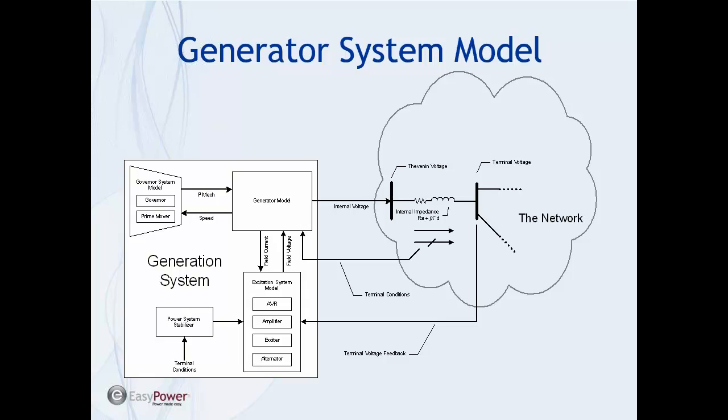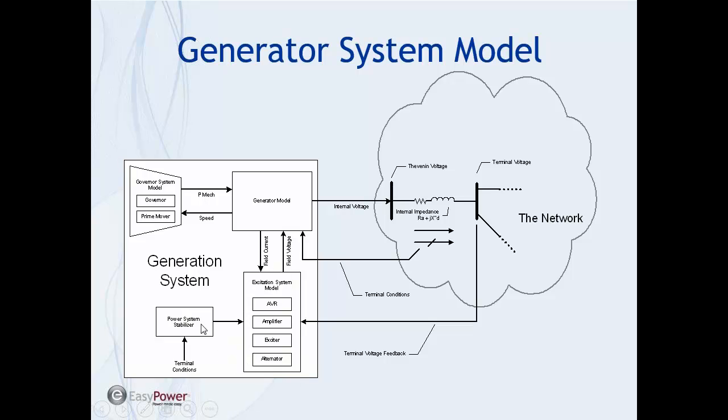So this gives you an idea of the generator system model, for instance. This is the machine, the rotating machine, so we'll call that the generator. Over here we have the governor system, which consists of actually two components, the governor and also the prime mover. Over here we have the excitation system, which can have an amplifier, an automatic voltage regulator, an actual rotating exciter, an alternator. We're going to bundle that into the excitation system.